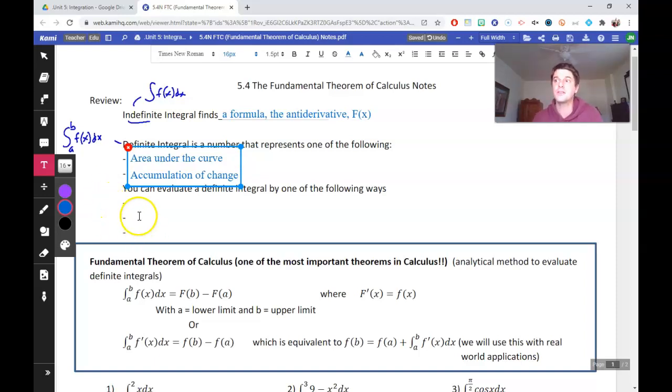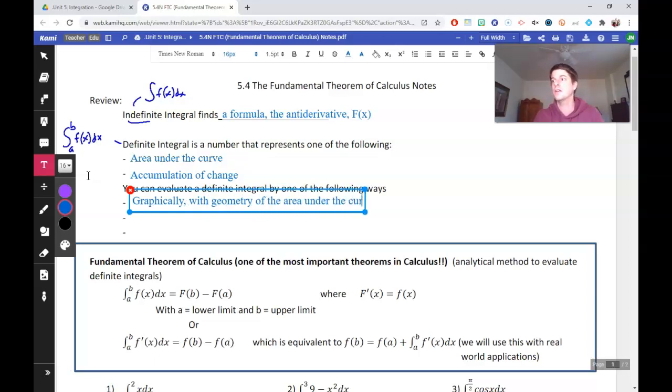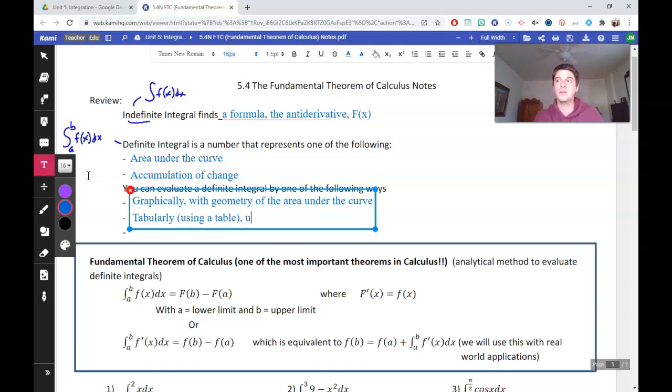So you can evaluate a definite integral in one of the following ways, and this comes back to what we've been talking about, the link sheets. First of all, you can evaluate it graphically, meaning you can look at the graph, and with geometry of the area under the curve you can calculate it either exactly or approximate it pretty well. You can also calculate it tabularly, that means using a table, with a Riemann sum or trapezoidal sum.